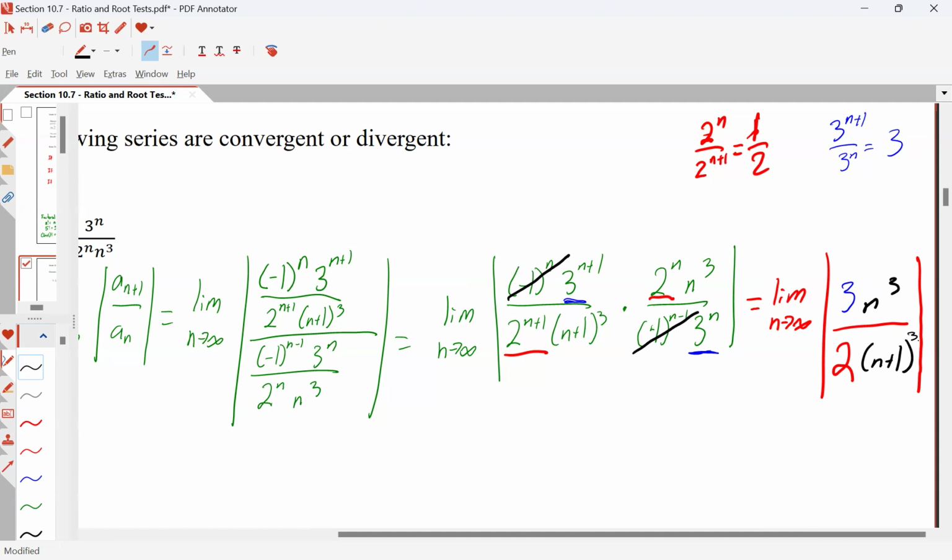And the nice thing about this limit is it's rational, with the degree being the same on the numerator and the denominator. We have an n cubed, and in the denominator, if we multiplied that all out, we'd have an n cubed. So this limit is the limit of a rational, meaning I can just look at those leading coefficients and get 3 halves.